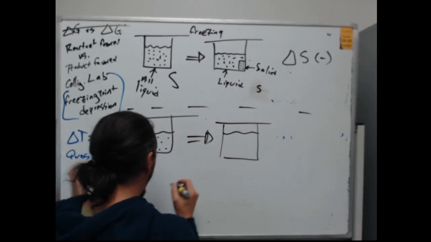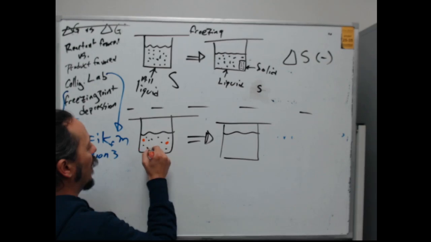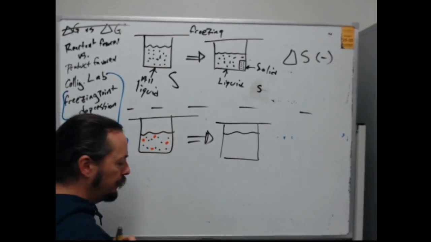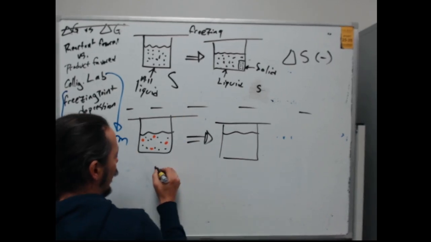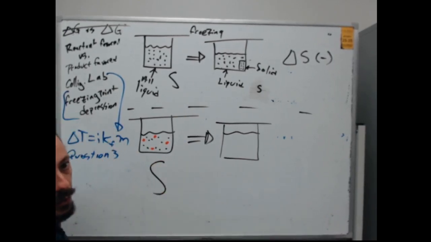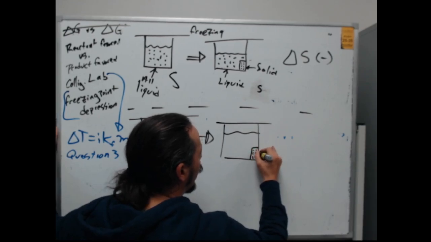Right, I'm going through this freezing process, but now I'm throwing extra chunks of stuff in there. As long as those extra chunks are non-volatile, non-reactive, they just kind of float around, my S here is going to be even bigger, because I've got more ways I can rearrange things. I've got more microstates. Then I go through the freezing process. I make my solid over here.